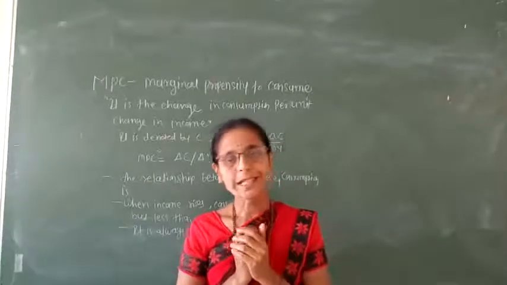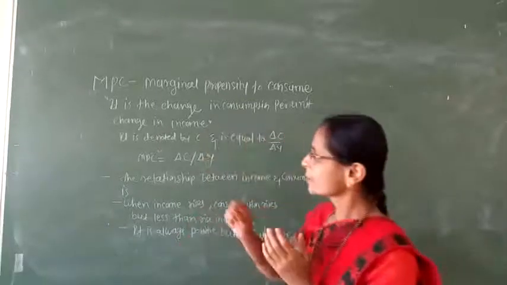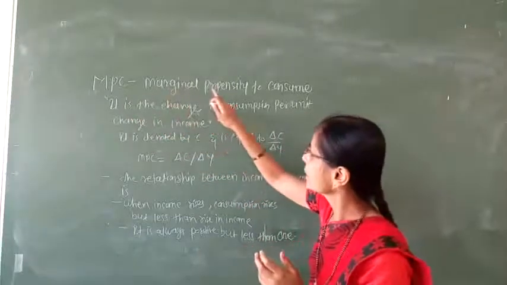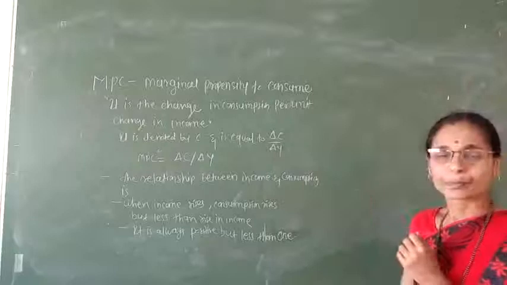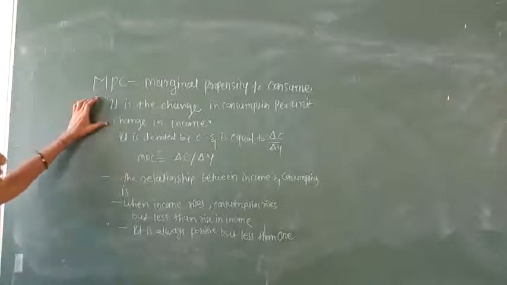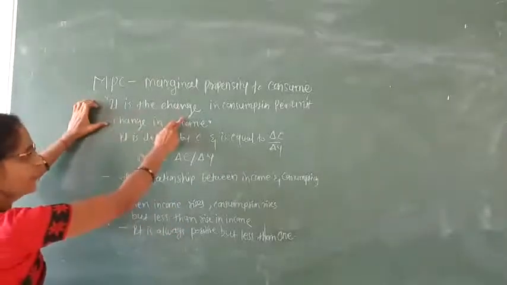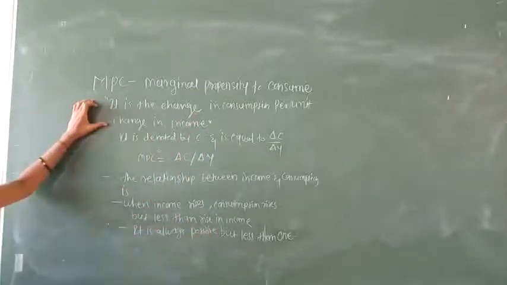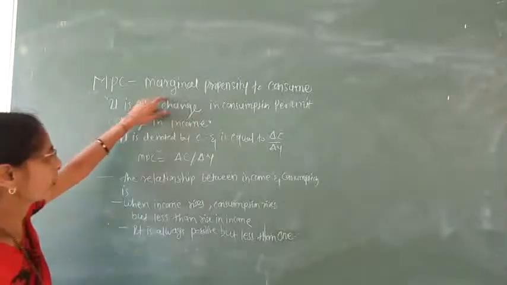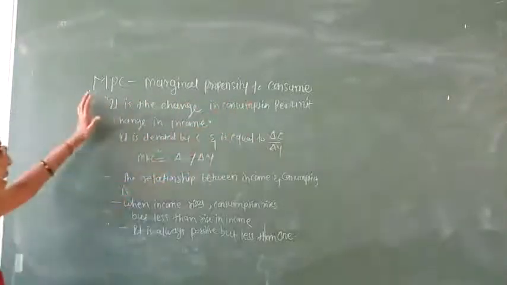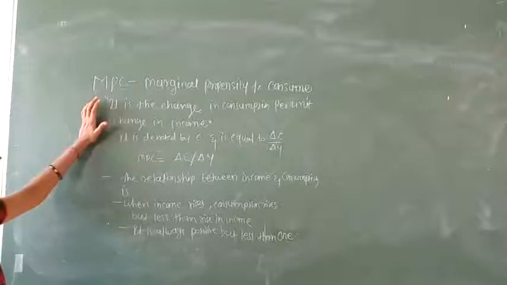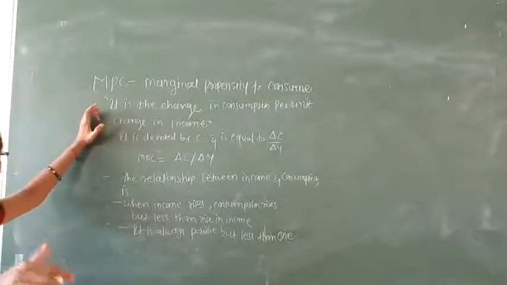Then students, what is the MPC? See students, MPC means the marginal propensity to consume. The marginal propensity to consume is the change in consumption per unit change in income. Here it is the change in consumption, per unit change in the income.